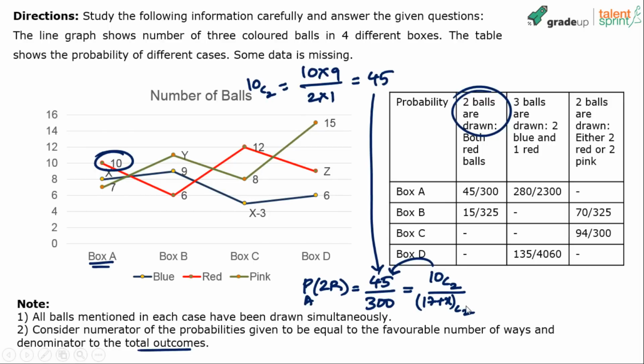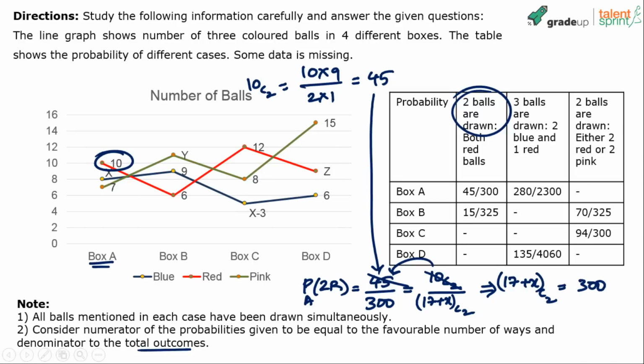17 plus X C2. Which means when you simplify 17 plus X C2 equals 300, you will get the value of X. Yes or no? Basically, it means 17 plus X C2 is equal to 300.